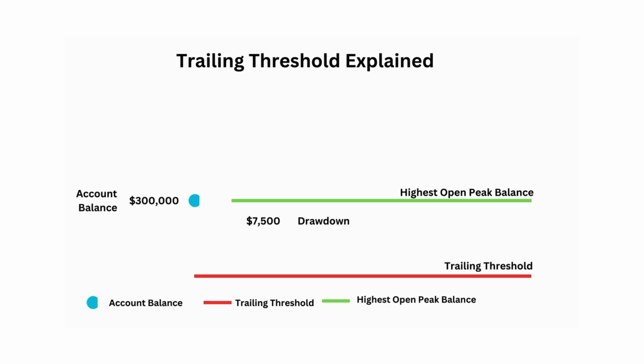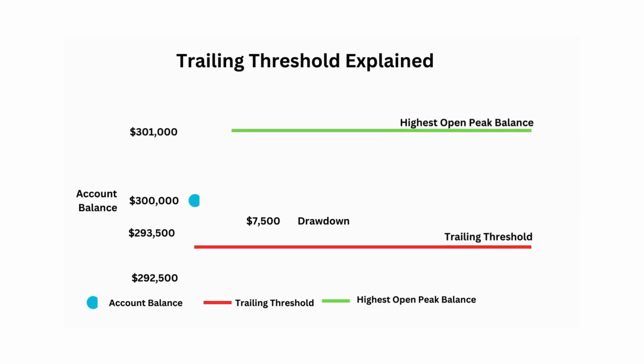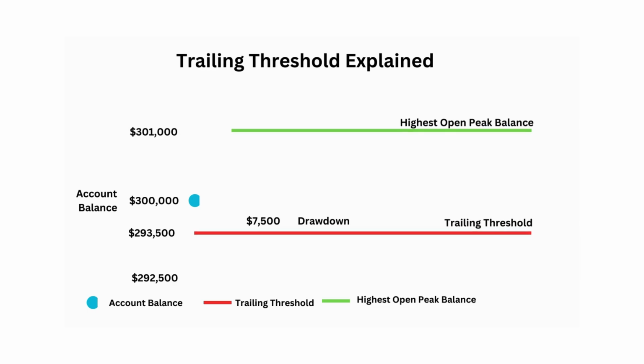The trailing threshold follows the open peak balance, trailing it by the max drawdown for the account size, $7,500 for a 300K account. Considering this is a fresh 300K account, the highest open peak account balance and the account balance are currently both at the initial $300,000, setting the trailing threshold at $292,500. To maintain the $7,500 trailing distance from the peak account balance, the trailing threshold mirrors the movements of the highest open peak balance. If the peak balance rises by $1,000, the trailing threshold follows suit, moving up by $1,000 as well. So now that we have all the necessary columns, let's get started.